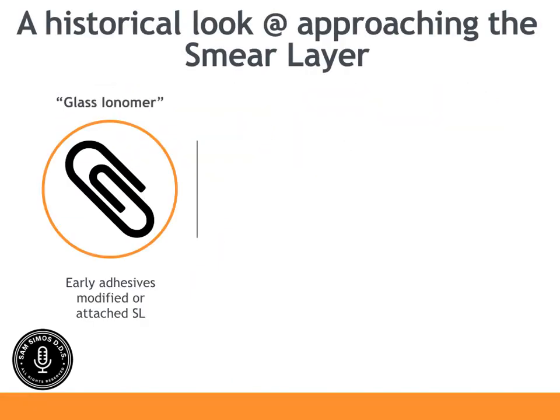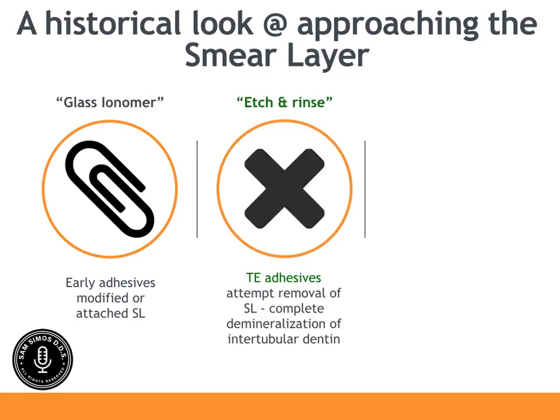Way back when I was getting out of dental school in the early 90s, we used a glass ionomer approach. The early adhesives modified or attached to the smear layer. This is very different from where we are now, because we've gone to etch and rinse, where when we put phosphoric acid onto the dentin, we remove the smear layer completely and have demineralization of the intertubular dentin, and then we have to replace that, right?